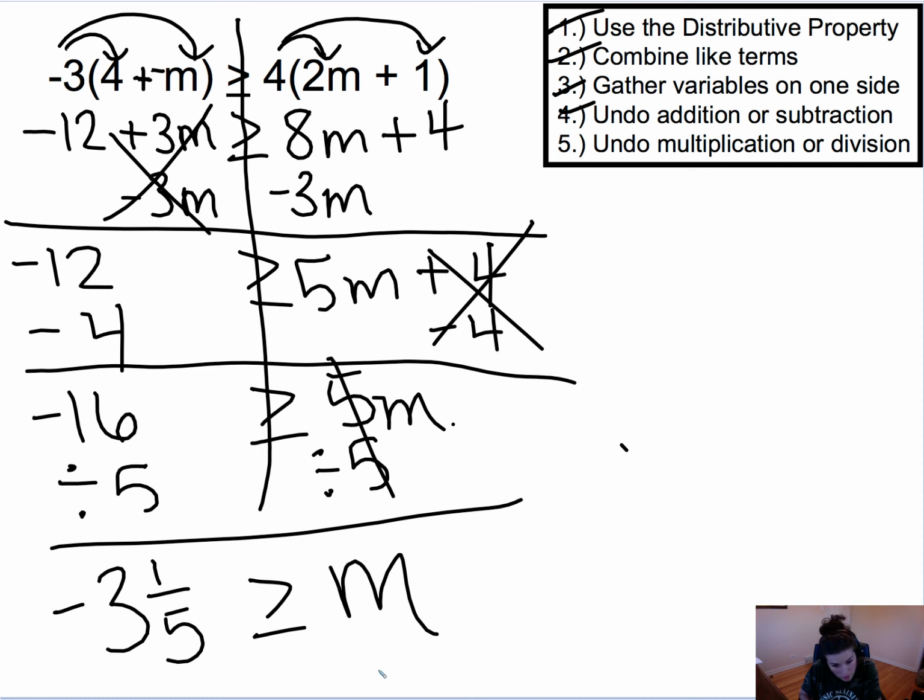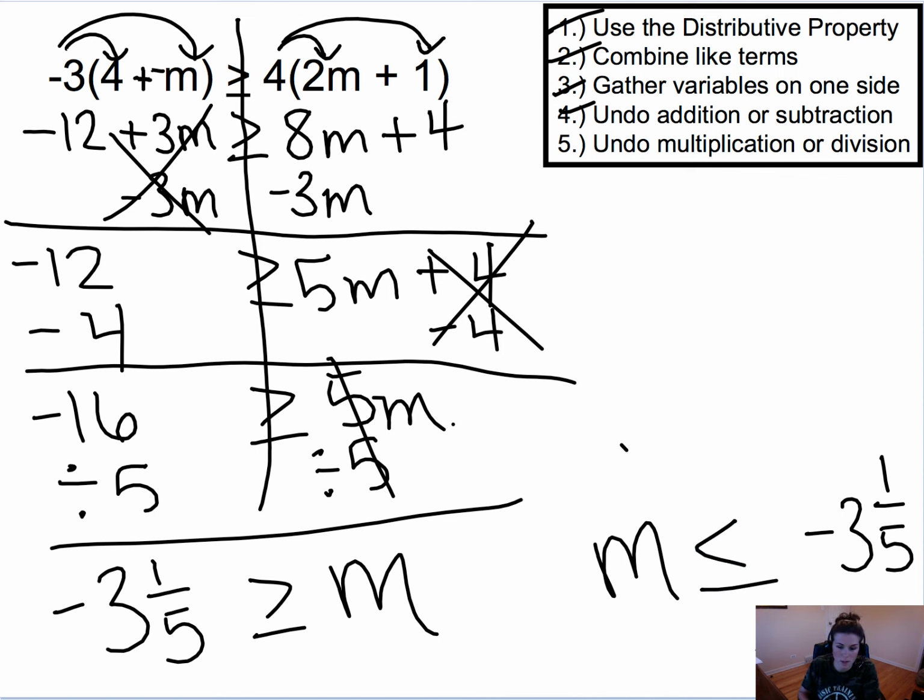This would be a correct answer, but remember we typically put the variable first. So let's put the m on the left and the negative 3 1/5 on the right. But since I flip-flopped the sides that they're on, I need to flip-flop the inequality symbol. So these two things here and here, they mean the same thing. But typically you see the variable first, especially if it's a multiple choice test. So you want to be able to reverse it so you know which answer is correct.